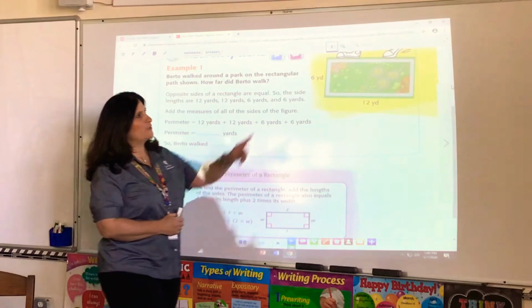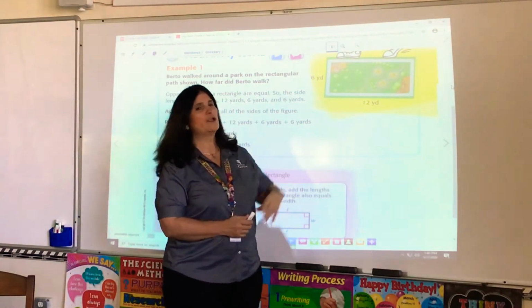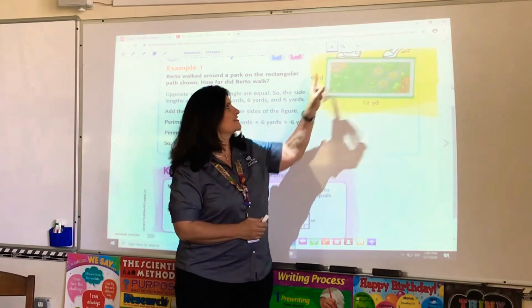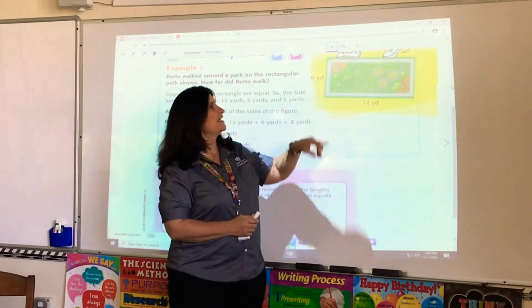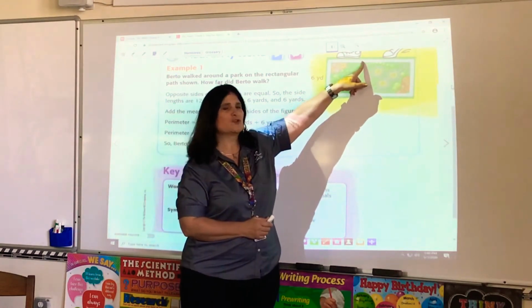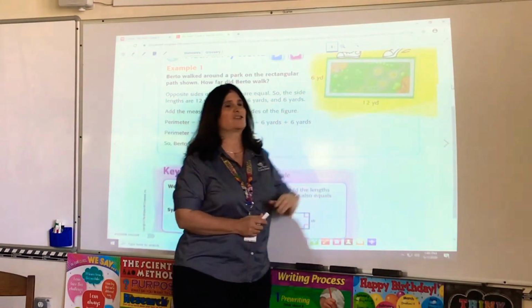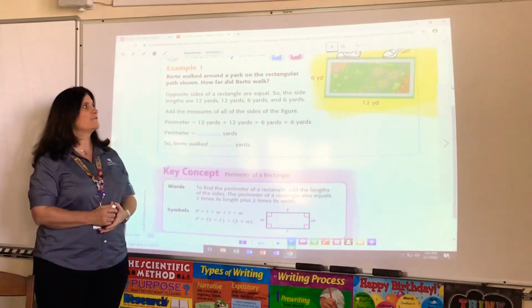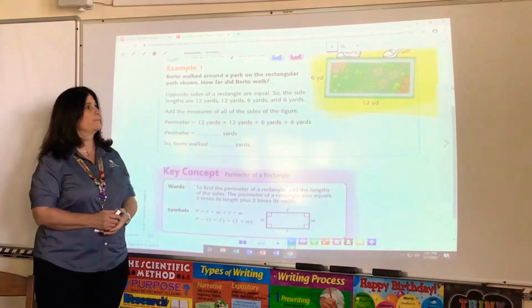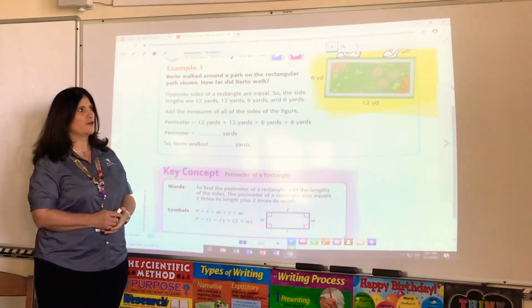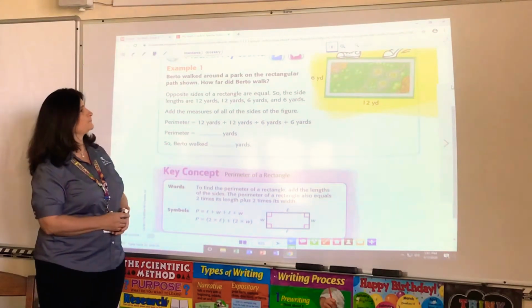Okay, so here we have the path, and as it's a rectangle, we know in a rectangle opposite sides are the same length, okay? Even though we have only been given 6 yards and 12 yards, we know that this is 12 yards, and we know that this is 6 yards. So, as it says here, opposite sides of a rectangle are equal. So the side lengths are 12 yards, 6 yards, and 6 yards.